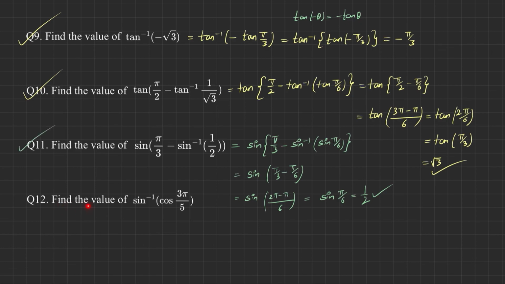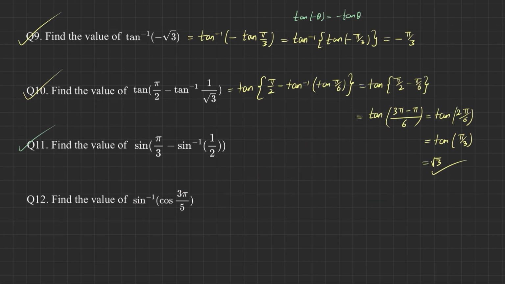Next question, we have find the value of sine inverse cos 3 pi by 5. So here the inverse function is sine, and inside it there is cos. So we need to convert this to sine, and only then can we calculate the value for this question. So the next question is, find the value of sine inverse cos theta. Here you can see that the inverse function is sine, but inside there is cos. So here we need to convert this cos function to sine.